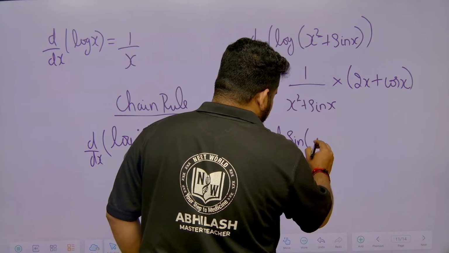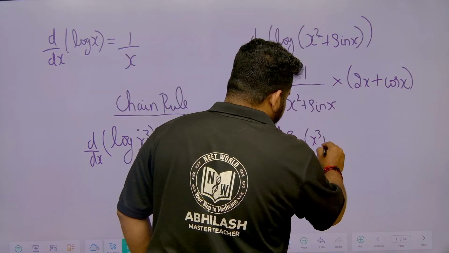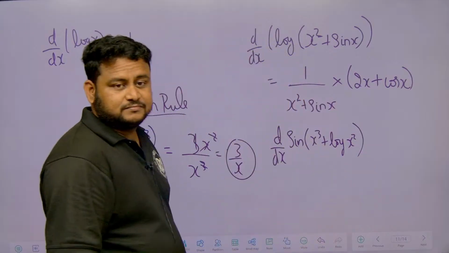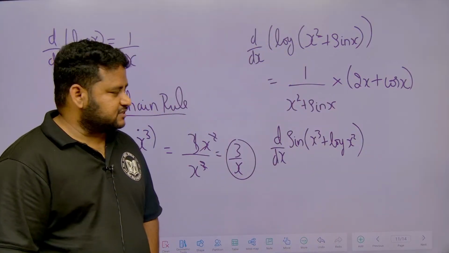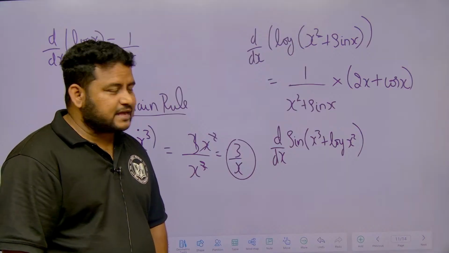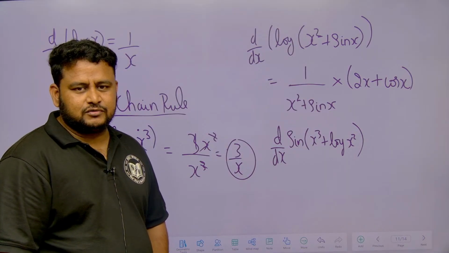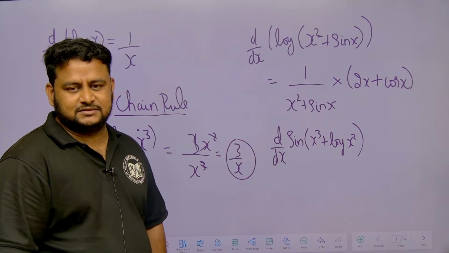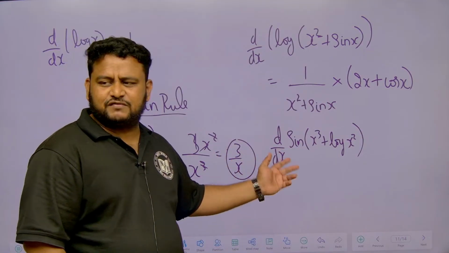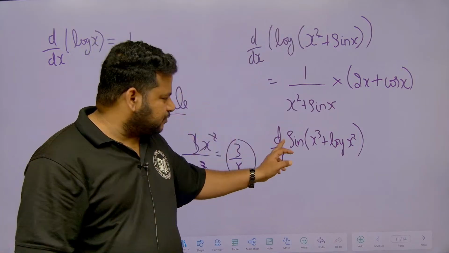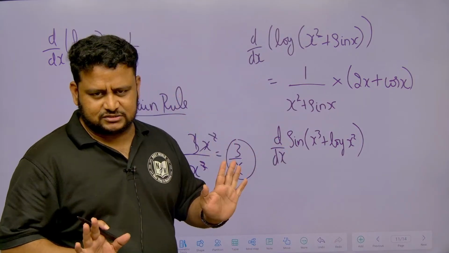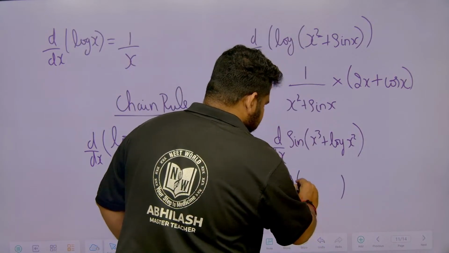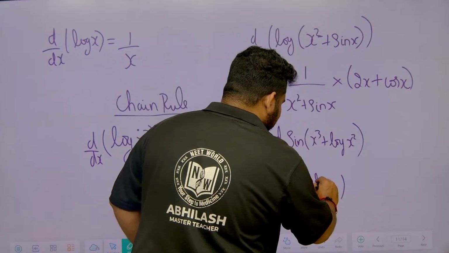Okay. Now, one more. See here, d by dx of sin of x cube plus log x square. This is the question. So, what we have to do? If you don't know the chain rule, so many MPC students also won't be able to solve this correctly. I have seen. d by dx of, outside what function is there? Sin. Just think only about that. Derivative of sin is cos. So I will write cos. What is within the bracket? Copy as it is. x cube plus log of x square.